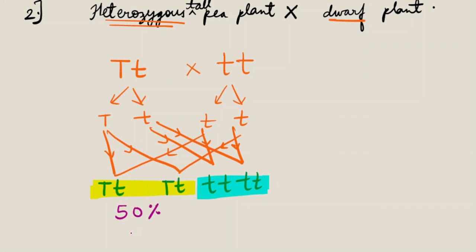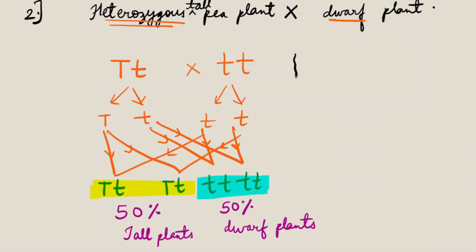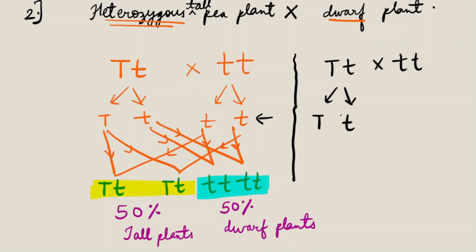So 50% possibility to get tall plants, and another 50% possibility to get dwarf plants. Now I will show the second way you can do it. Suppose you are not separating these two gametes. Since these two are similar, you have taken only one time. So I will write the same thing. Here I am taking two gametes, capital T and small t. Here I am taking just small t, sorry, since these two gametes are similar.